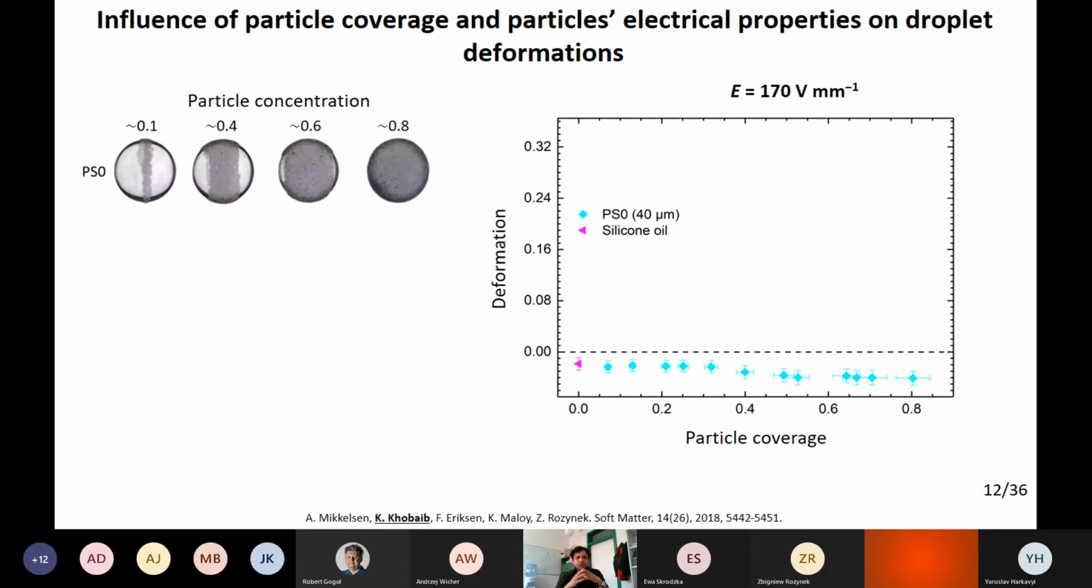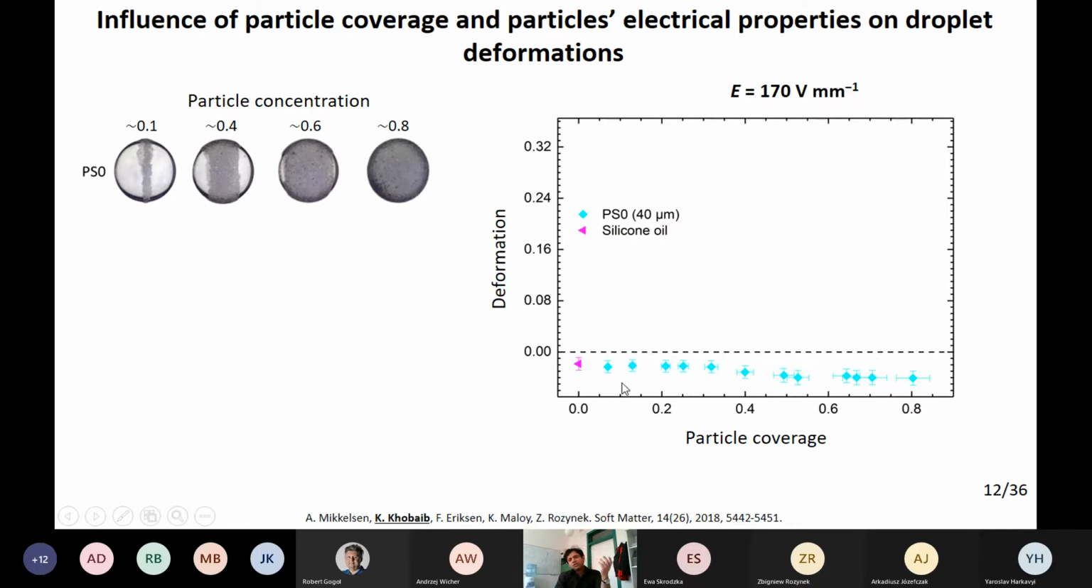So here we use polystyrene particles with different particle concentrations. We plotted the deformation magnitude against the particle coverage, and the droplet is subjected to 170 volts per millimeter for all the experiments. What we found is that we started from a pure silicon oil droplet and increased the concentration. We used around 12 different concentrations of particle-covered droplets, and we found that the magnitude of the deformation of the droplet increased in the negative direction because the droplet deformed into an oblate shape. Here I showed only 4 particle concentrations.